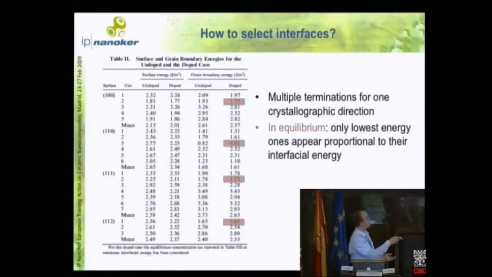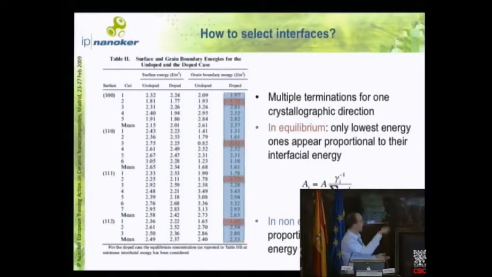In equilibrium, obviously, only the lowest energy one would appear. So I say, in equilibrium, I have these 4 here, which will appear proportional to the inverse interfacial energy. The interfacial area for one specific plane is a function of the total surface of my grain, times the inverse interfacial energy, and the sum over it just weights this distribution. In the non-equilibrium case, I consider that all of them would appear, again proportional to the inverse of the interfacial energy, so the same equation. But this time, I just select every interface I ever calculated.